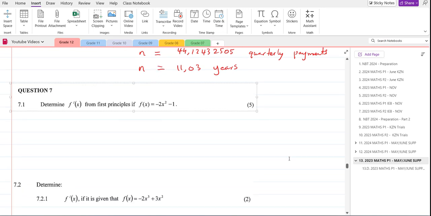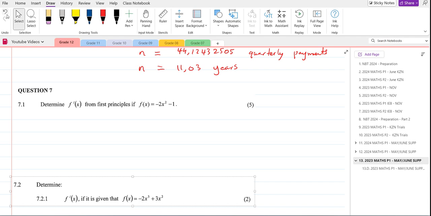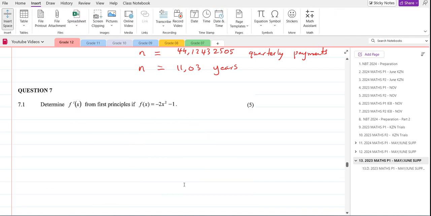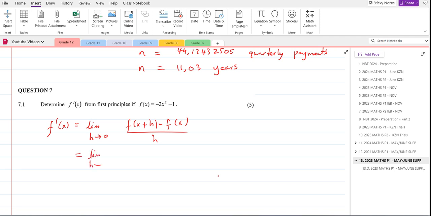Now question number 7. Determine f prime x from first principles. Right, so how are we going to solve this? We're going to use our formula. f prime x is equal to the limit as h approaches 0 of f of x plus h, right, minus f of x all over h. That's the formula. Now I'm going to take 1 over h out.